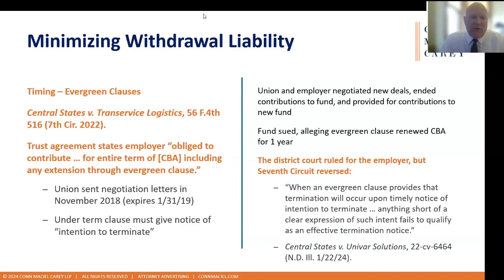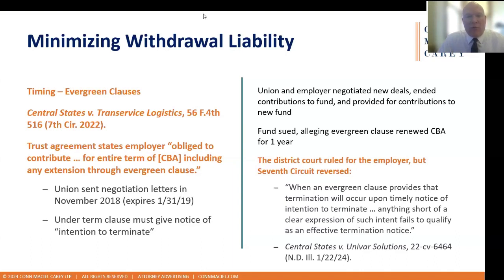And the employer said, no, we don't. We negotiated out. And the fund said, well, that's nice, but we believe that your agreement renewed through this evergreen clause for another 12 months because nobody gave notice of an intention to terminate the agreement. And so they sent them the letters from the union, but the letters from the union only said something like, we would like to negotiate a new deal.